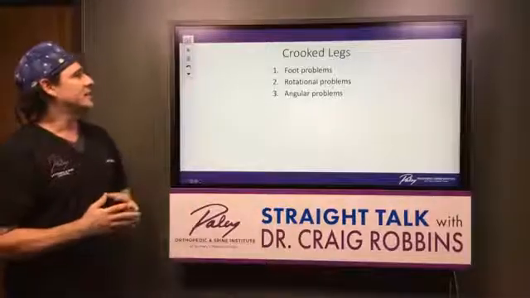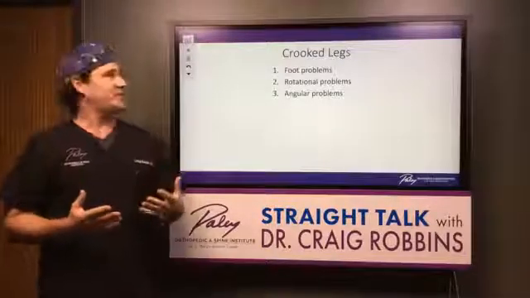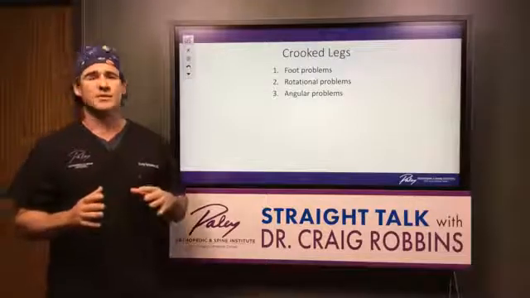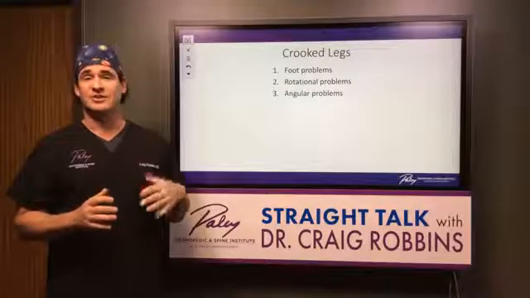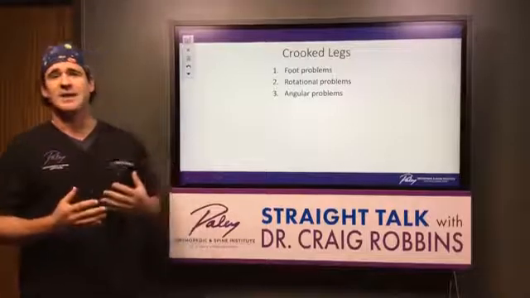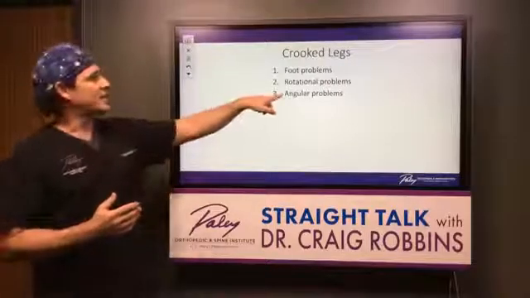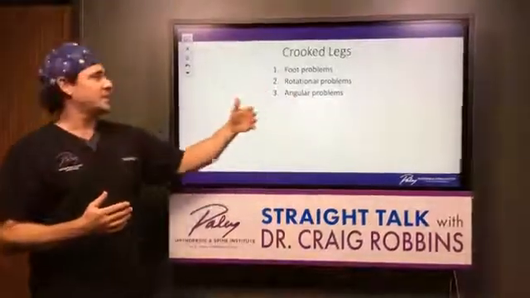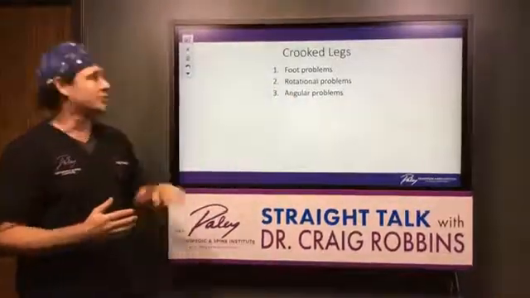In general, I think crooked leg can come from the feet. It can come from a problem with rotation, or it can come with a problem with angulation, such as the knock knee and bow leg. And today what we're going to concentrate really are on the angular problems. In future talks, we'll discuss problems with the feet, and we'll discuss problems with rotation.